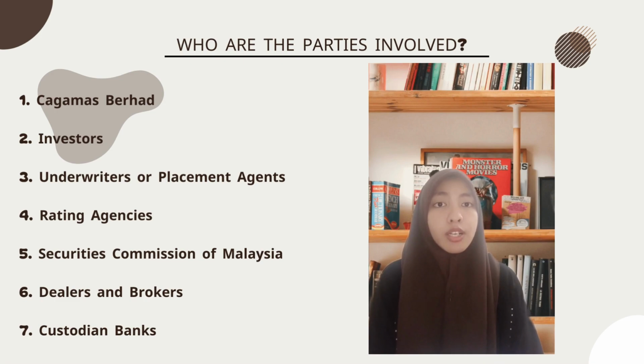Next is, who are the parties involved? First is Cagamas Berhad. Second are investors. Third are underwriters or placement agents. Fourth are rating agencies. Fifth is the Securities Commission of Malaysia. Sixth are dealers and brokers, and the last one is custodian banks.